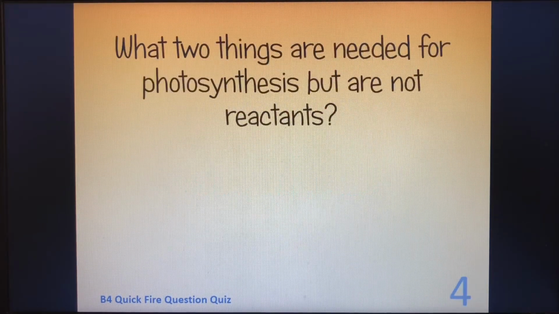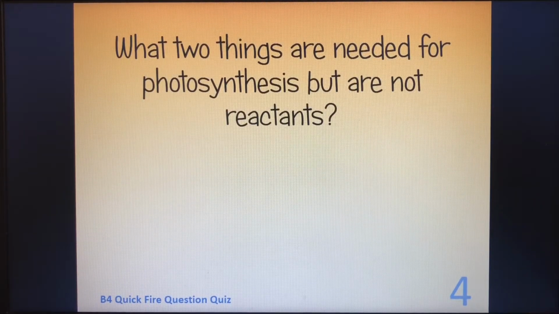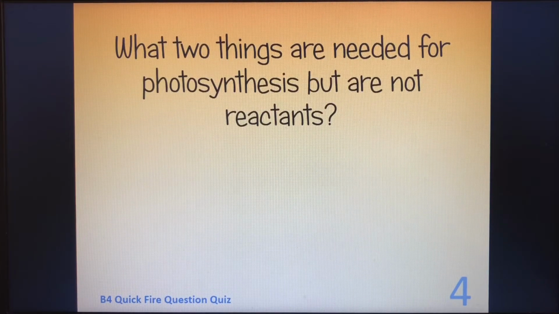And question 4. What two things are needed for photosynthesis but are not reactants? So when we think of a chemical equation, we see the reactants on the left of the arrow, we see the products on the right of the arrow. These two things are needed for photosynthesis to occur, but they're not reactants.